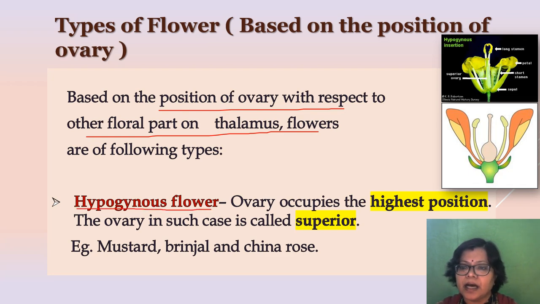Here the ovary occupies the highest position. Therefore, the ovary is superior, and the other floral whorls like androecium, calyx, corolla are present below the ovary. Okay, ovary superior, highest position, and other whorls below the ovary. So this type of flower is called hypogynous flower. Examples: mustard, brinjal, China rose.